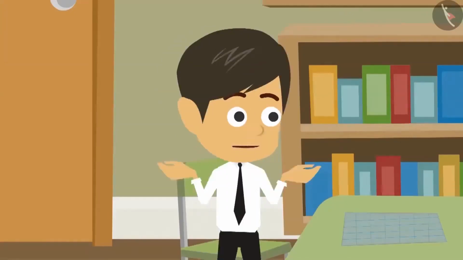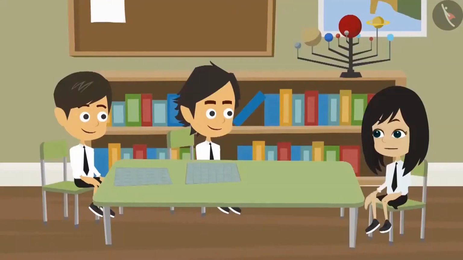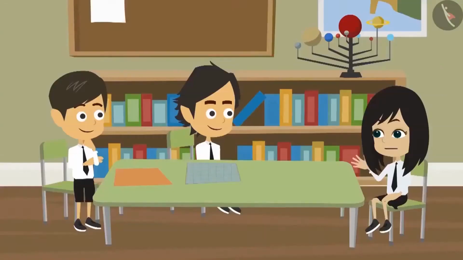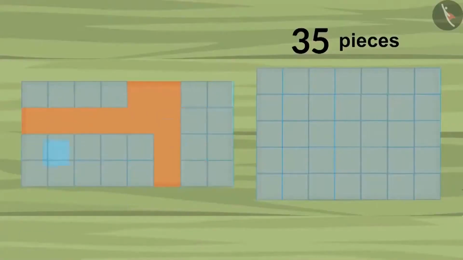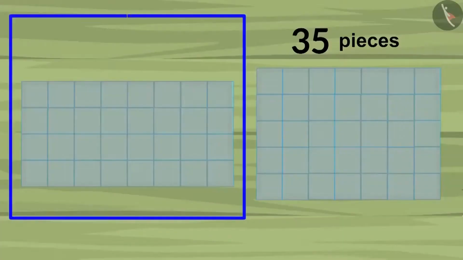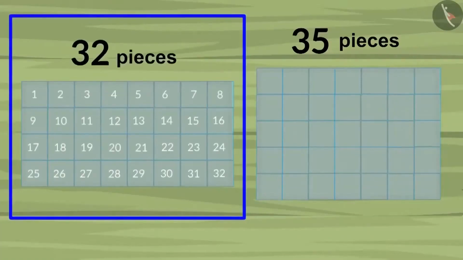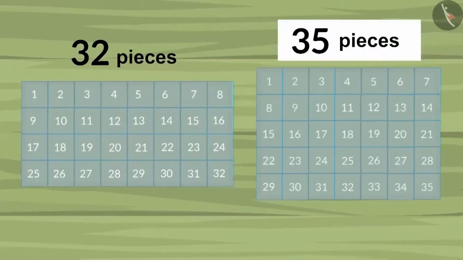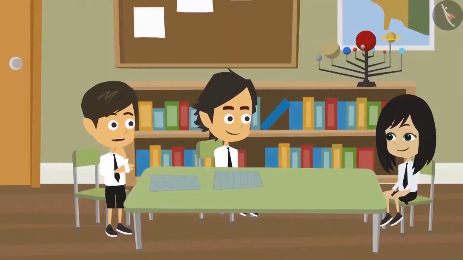Okay, so what should I do now? Now, remove all these cards and measure again. This time, don't place the pieces on top of each other. Okay. Yes, now the pieces are placed correctly. Now you can tell the correct measurement. 32 pieces were required to cover my cardboard, whereas 35 pieces were required to cover Ayushman's cardboard. This means that my cardboard is small.